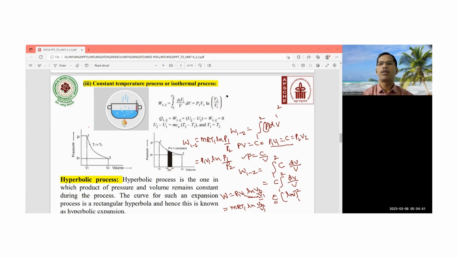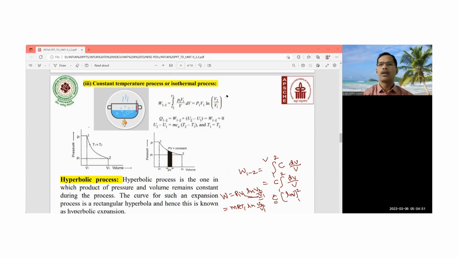So in an isothermal process, again, because Q is equal to delta U plus W, that delta U is nothing but equal to MCV (T2 minus T1).